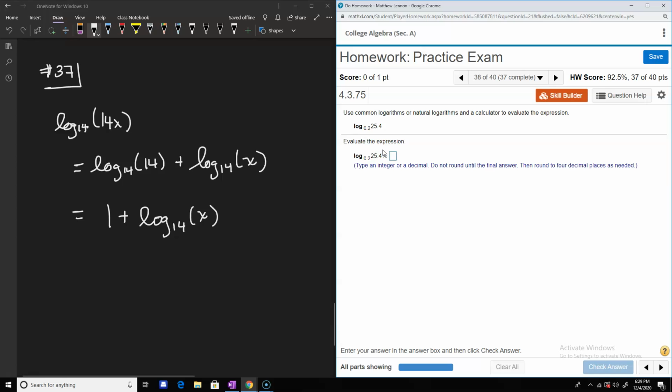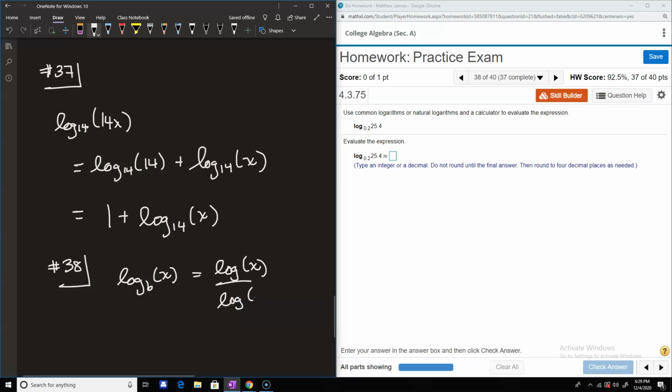To evaluate this one on our calculator, if your calculator doesn't allow you to change the base, then we're going to just use the change of base property, which says the log base b of x can be written as the common log of x over the common log of b. So when I'm doing the log base 0.2 of 25.4, I can write this as the log of 25.4 over the log of 0.2, and I can evaluate that on my calculator. So let me go ahead and grab my calculator and do that.